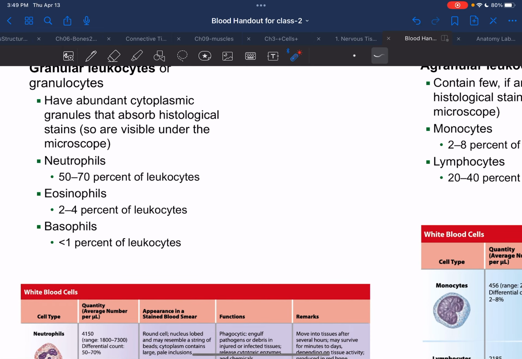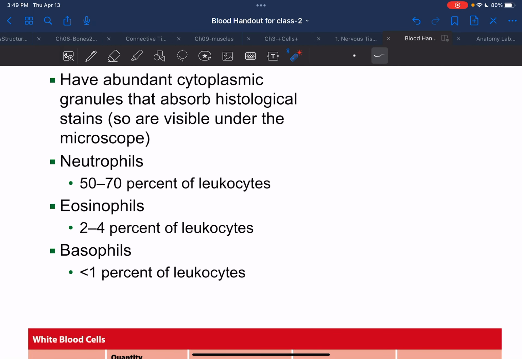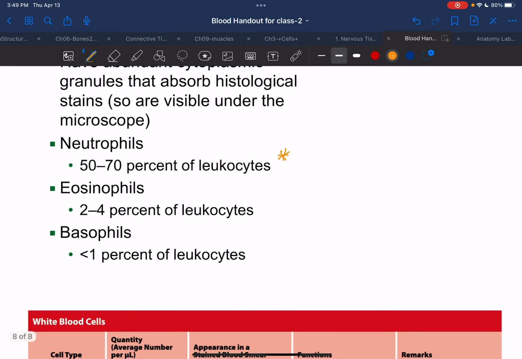And so, our granular leukocytes, 50 to 70% of our leukocytes are neutrophils. We have to know this value. Put a star next to it. Eosinophils are going to be in second place at 2 to 4%. And basophils are going to be less than 1%.